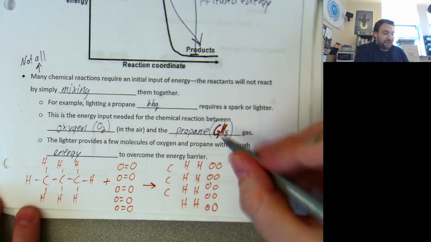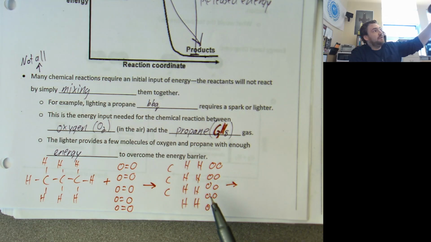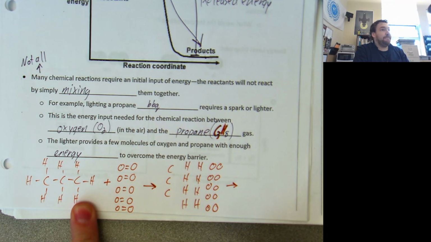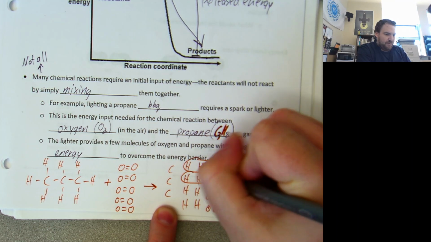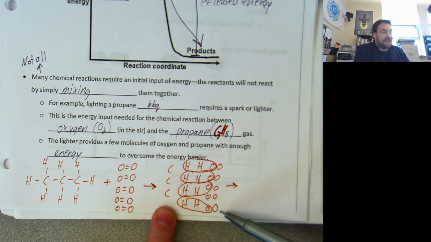And now bonds are going to start to form because none of these guys are happy on their own. Carbon, hydrogen, and oxygen all want to fill up their shells to stabilize. The products of every combustion reaction are what? H2O and CO2. So there's an H2O, there's an H2O, there's an H2O, there's an H2O, and I've got 1, 2, 3, 4, 5, 6.